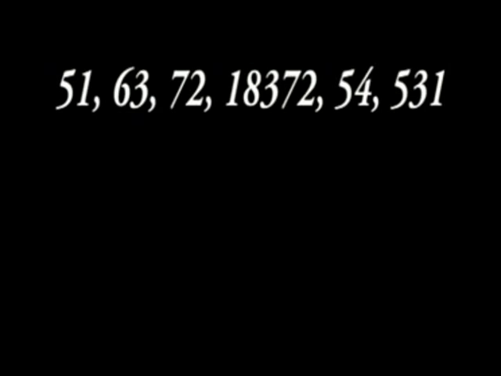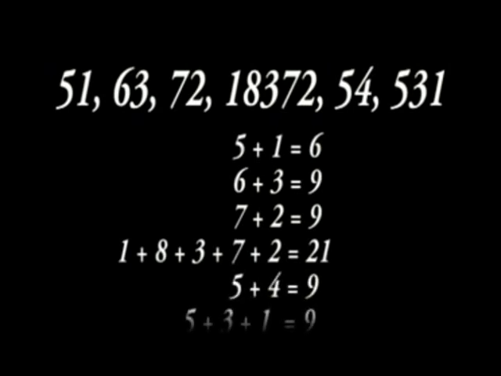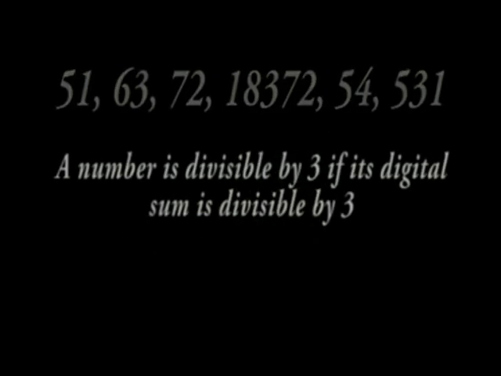Look at 51. 5 plus 1 is 6. For 63, 6 plus 3 is 9. For 18,372, the sum of those digits is 21. In summary, a number is divisible by 3 if its digital sum is divisible by 3.